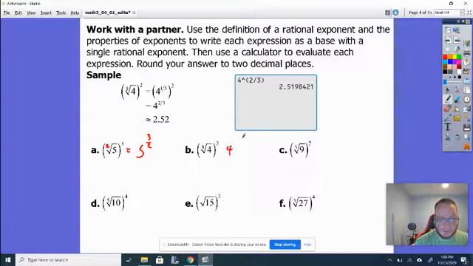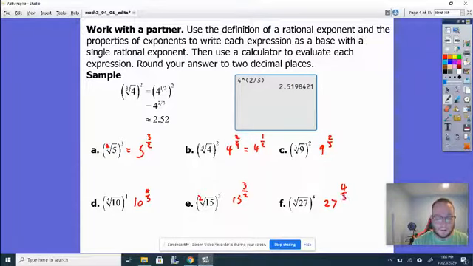This is going to be the same thing as 4 to the 2 over 4, which, interestingly enough, is the same thing as 4 to the 1/2, 9 to the 2/3, and then 10 to the 4/5. Again, invisible 2, so 15 to the 3/2, and then 27 to the 4/3.